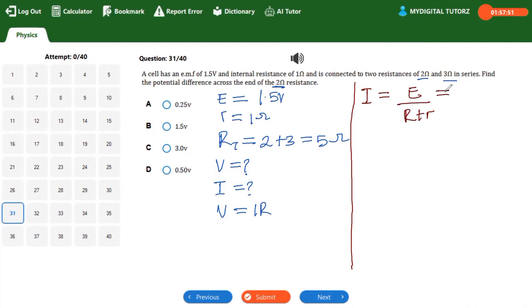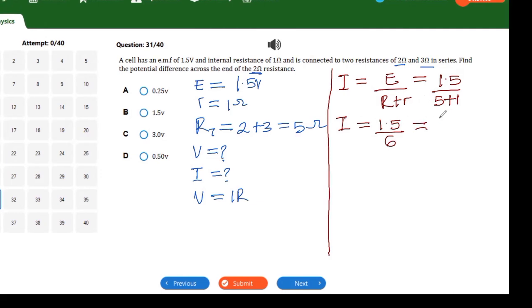So quickly you plug in back the values: 1.5 all divided by 5 plus 1 ohm internal resistance, so that your I will be equal to 1.5 all over 6. So what is 1.5 divided by 6? That will give us 0.25 amp. So we have gotten your I.